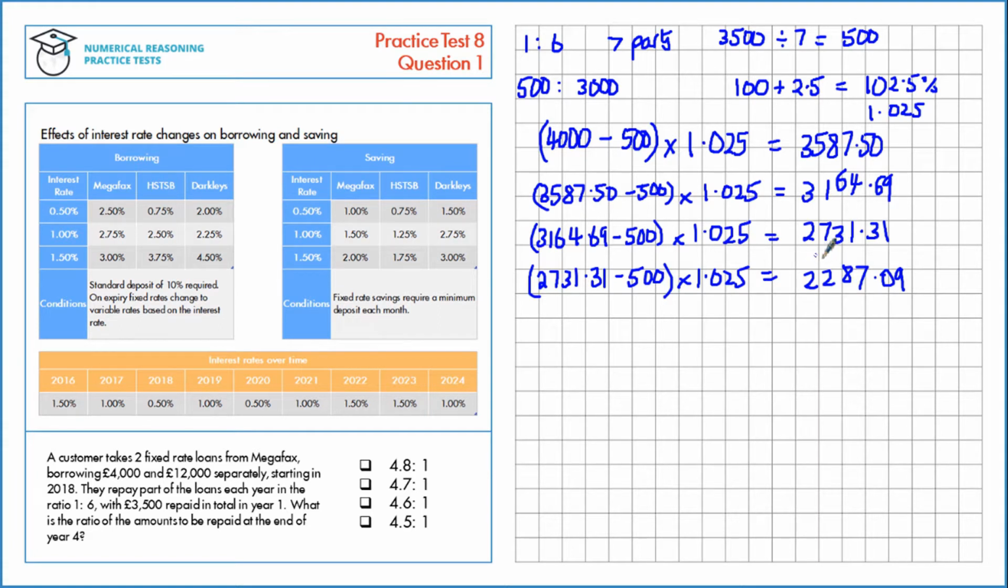We've got to make the same calculation now, but for the larger loan. For the larger loan, we start with £12,000, and it's going to be £3,000 paid off each year. The same interest rate as before, so that's going to increase after the repayment by 2.5%. We'll then do that for 4 years until we get the final value.